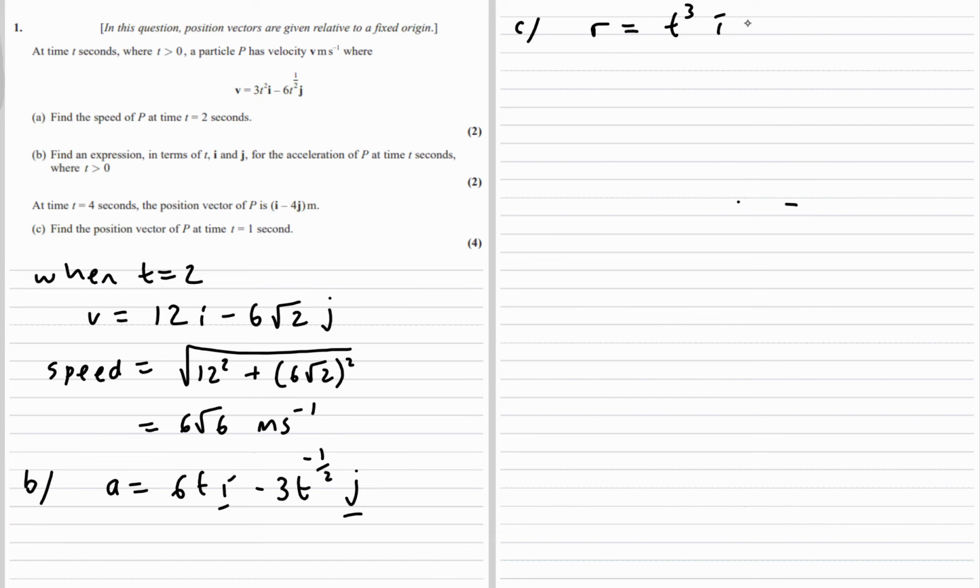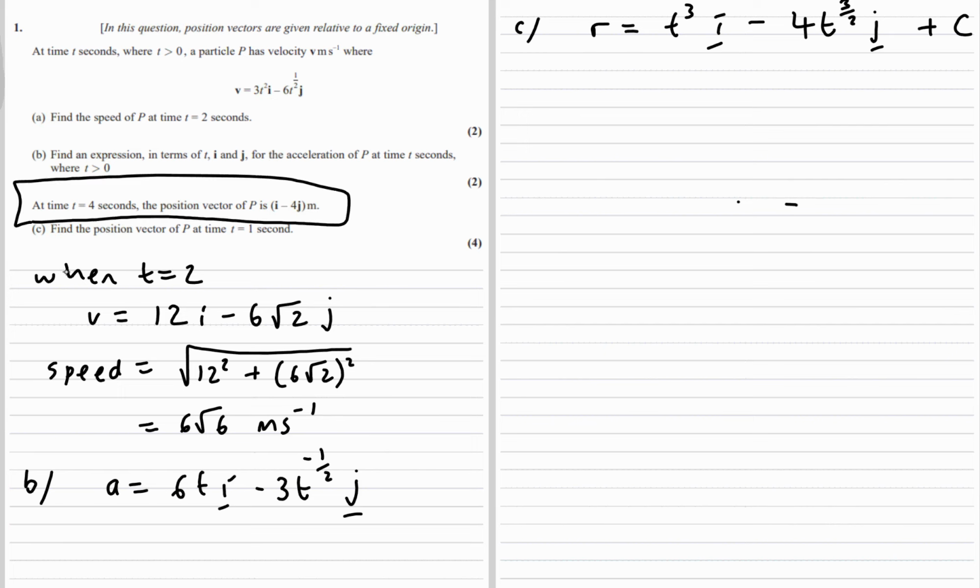Add 1 to the power, so a half plus 1 is 3 over 2. And then negative 6 divided by 3 over 2, 6 over 1.5, that's 4. So 4t to the power of 3 over 2 j. And then I'm going to put plus c. And we're going to use the information they've given us to find out what c is. So when t is 4, we know the position is i minus 4j.